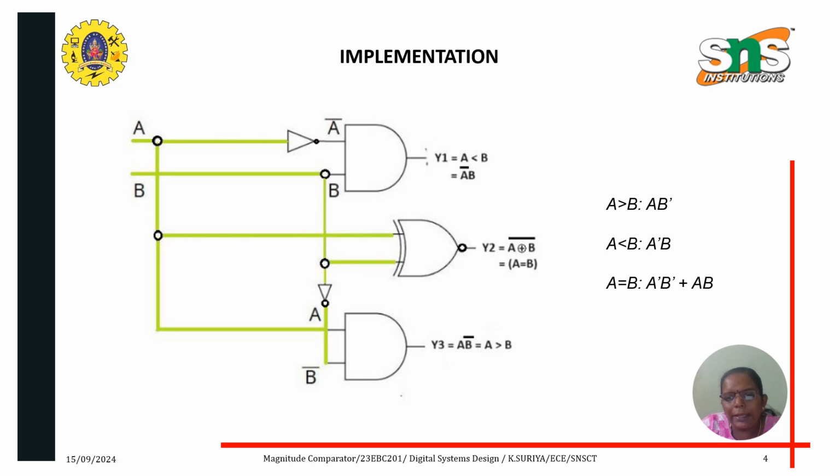So the logic diagram for this is shown here. So for A greater than B, A less than B, and A equal to B. So XNOR gate is nothing but a not operation of an XOR gate.